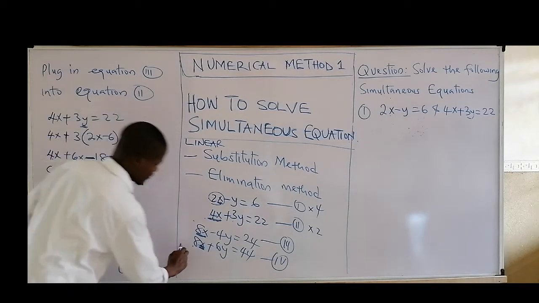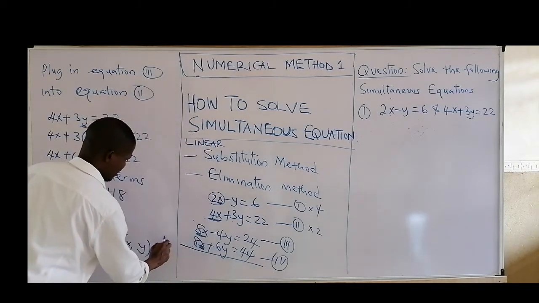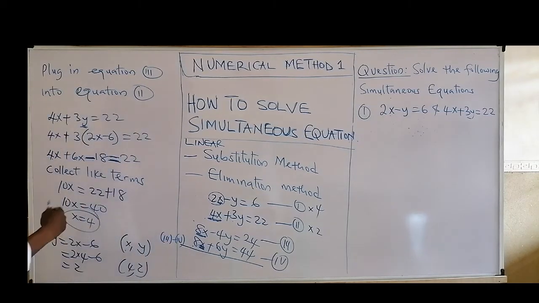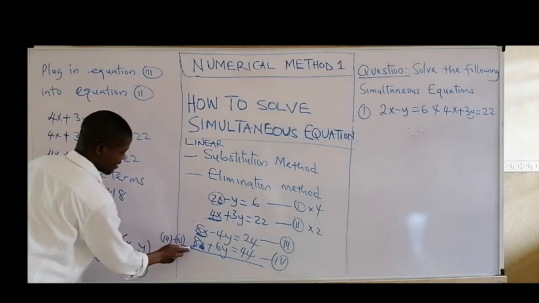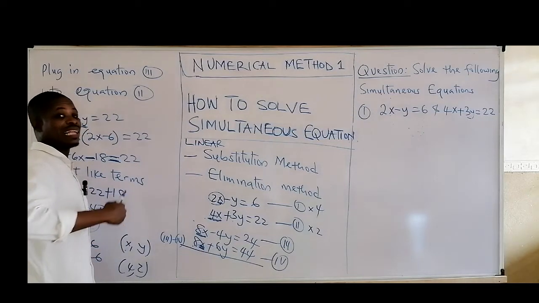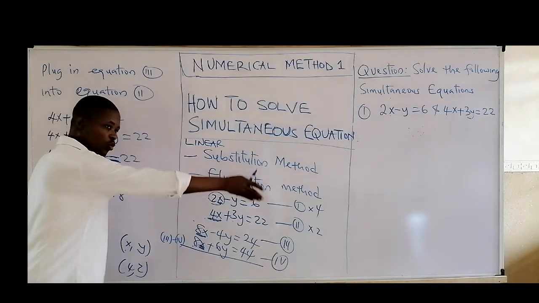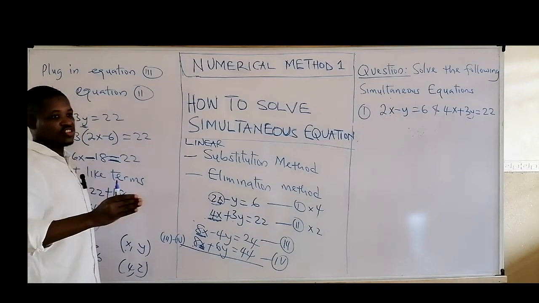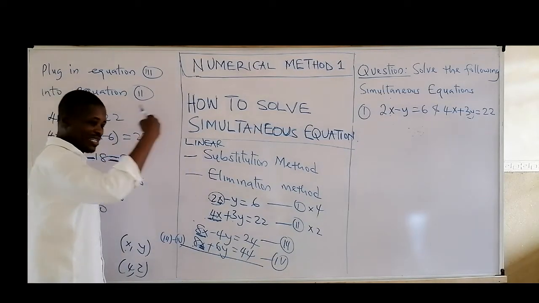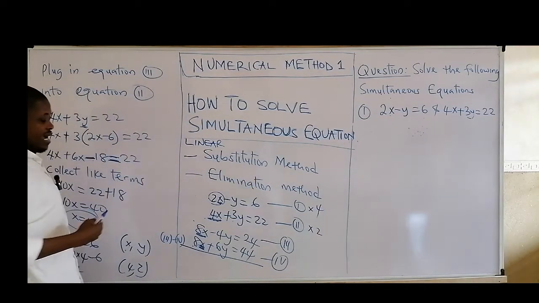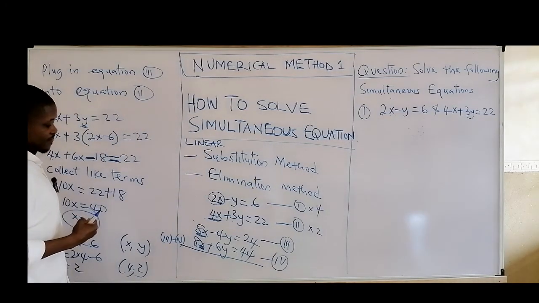Then we can subtract. You can subtract by saying equation 3 minus 4, either 3 minus 4 or 4 minus 3. So 8x minus 8x cancels out. That one has been destroyed, and that's what we call elimination. You need to eliminate one so you can get the other one. You look for a way to eliminate one of the letters so as to get the other letter.